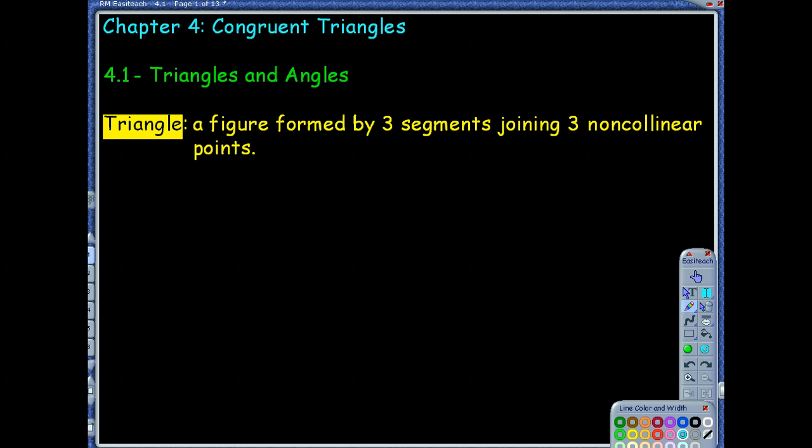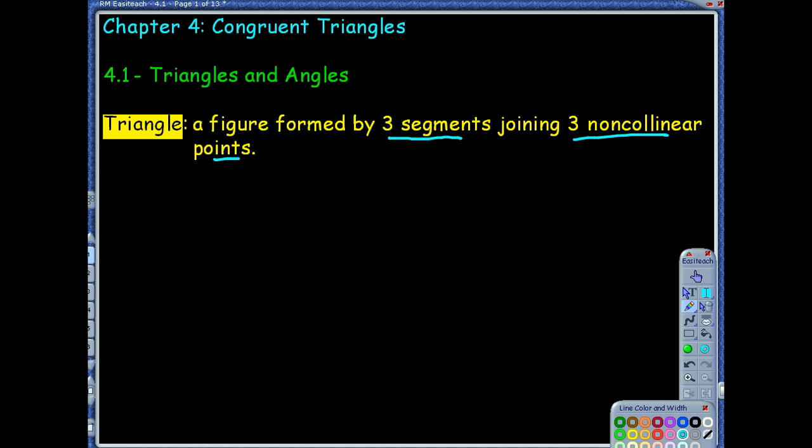So first of all, since we're going to eventually be talking about congruent triangles, we need to know what a triangle is. And we're going to eventually also talk about some things about some angles involving it. So by the book definition, a triangle is a figure formed by three segments joining three non-collinear points.